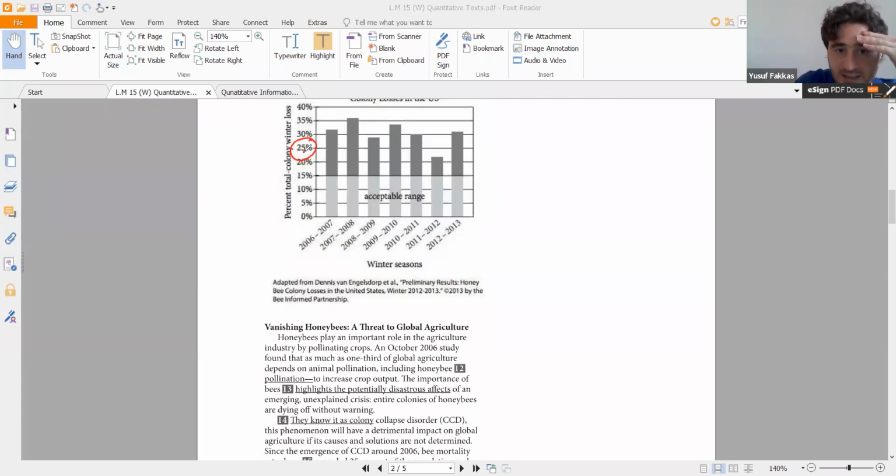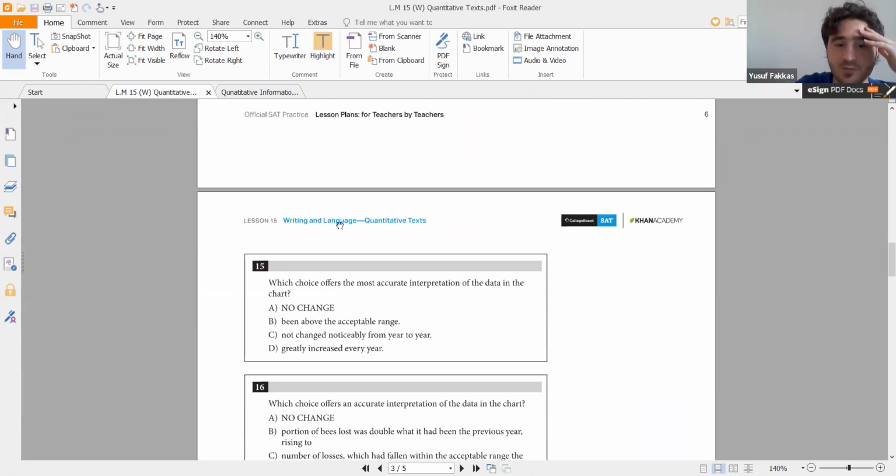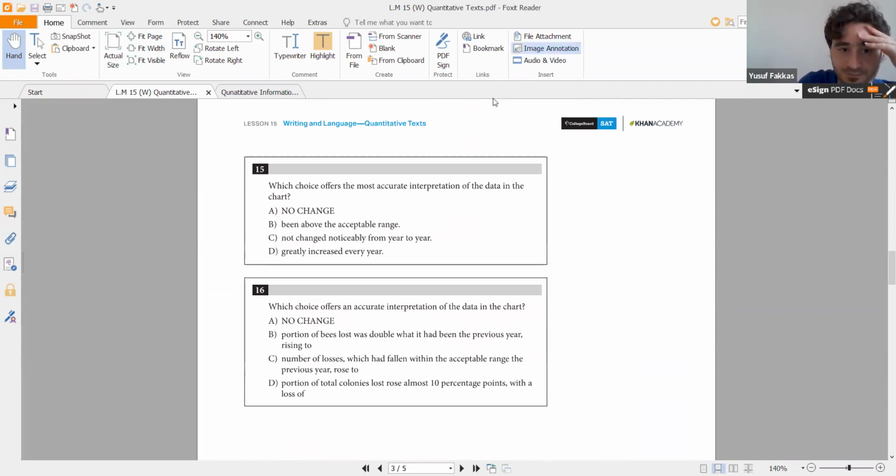Now, where's 25? Here it is. I can just, for example, imagine a line or draw a line. Did the rates exceed 25% each winter? Yes, no. All of them except for this one. Yes, exactly. So it's no. Just because it didn't exceed 25% in 2011, 2012, that makes the sentence wrong because it's saying each winter. But here we have one. That's not correct. So I know now that A is wrong.